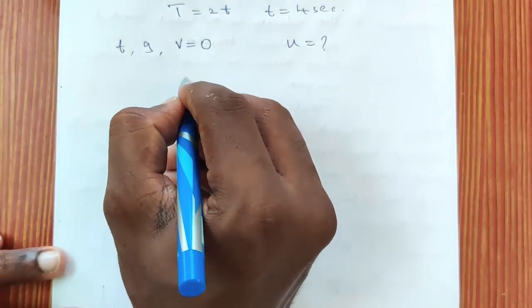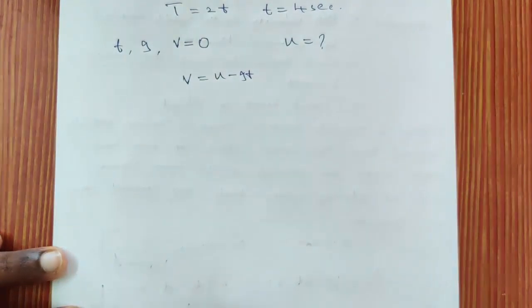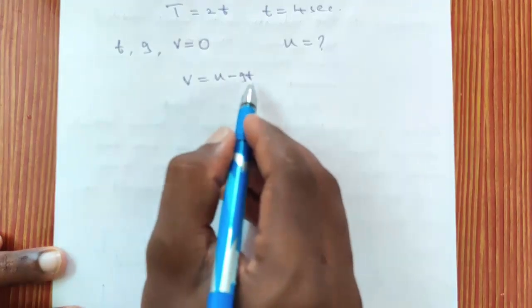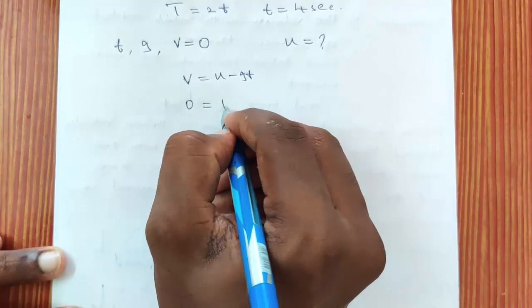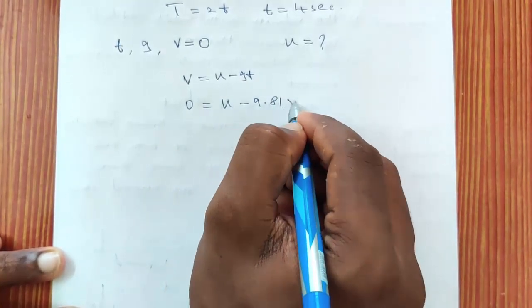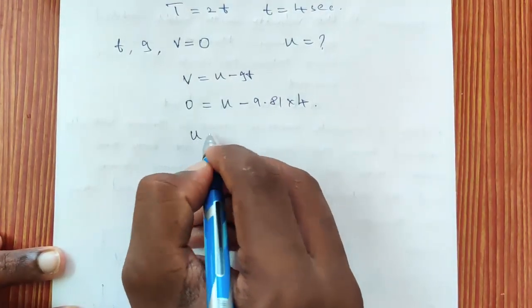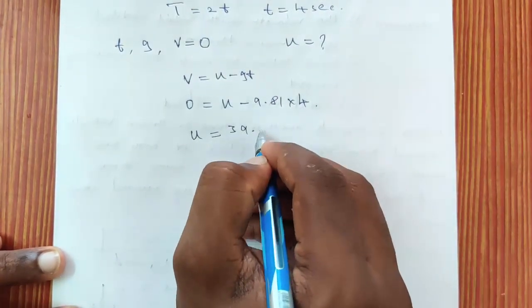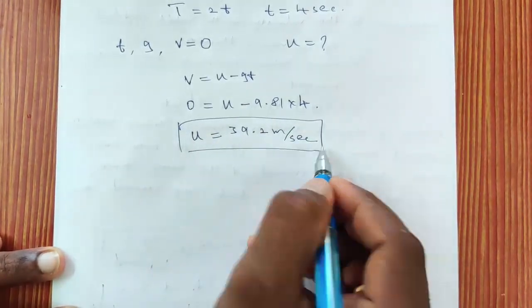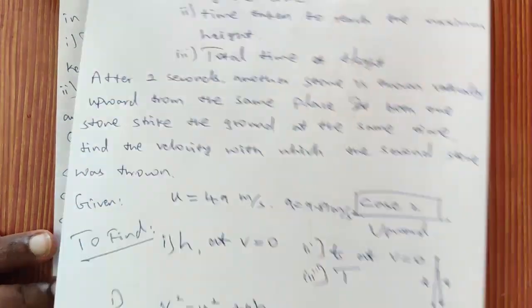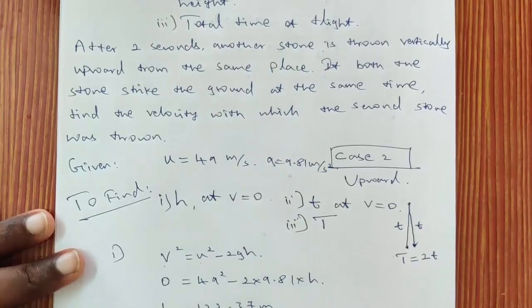So by using the first equation, that is v is equal to u minus gt, we have the value of v, g and t. We can find out the value of u. We can substitute that. V is 0, u minus g is 9.81 into the t is 4 seconds. So if you solve this equation, you will get u is equal to 39.2 meter per second. So the important point about this problem is, at maximum height the final velocity will be equal to 0. Thank you.